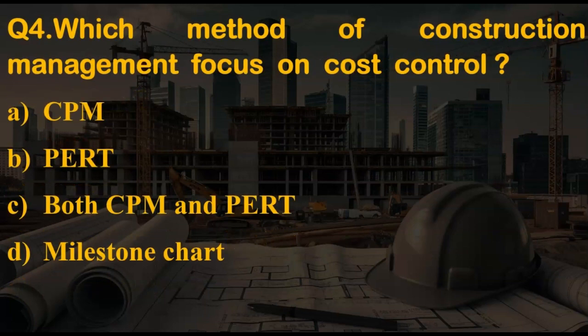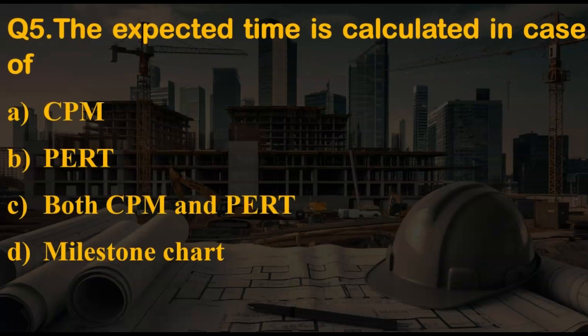Question 4, which method of construction management focuses on cost control? The right answer is option A, CPM. I have mentioned PERT is used for time control, but CPM is used for cost control. Question 5, the expected time is calculated in case of, so the right answer will be option B, PERT. The expected time is based on a probabilistic formula.